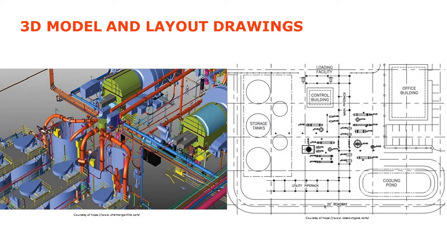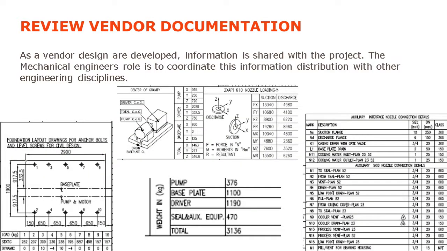On the left, in the 3D model, you can see it's very, very complicated. And on the right is a plot plan. It's a primitive arrangement of where the equipment will go on the site. That is the responsibility of the mech engineer. As well as that, we'll also be reviewing vendor documentation. So it is not often that we will do the detailed design of each equipment. We will do the design of the facility.